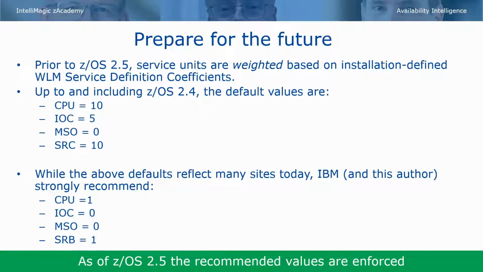Because as you can see in the bottom values, which are the strong recommendations today by everyone, and by the way, this is where they're going to go whether you like it or not. The point at the bottom of the screen, this is literally what will happen as of z/OS 2.5. So what this is reflecting is that we really only care about CPU. Coefficient values of 1 effectively remove weighting. Again, not W-A-I-T, W-E-I-G-H-T.